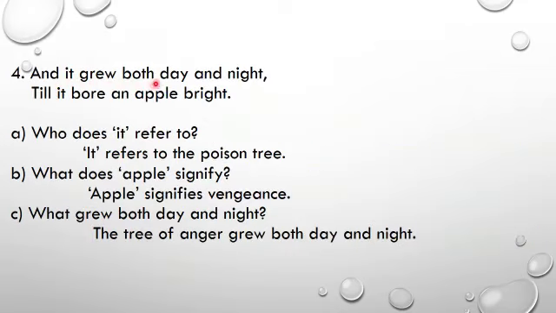And it grew both day and night till it bore an apple bright. Who does it refer to? It refers to the poison tree. And it grew both day and night. Poison tree of anger, we can say. What does apple signify? Apple signifies vengeance. What grew both day and night? The tree of anger grew both day and night.